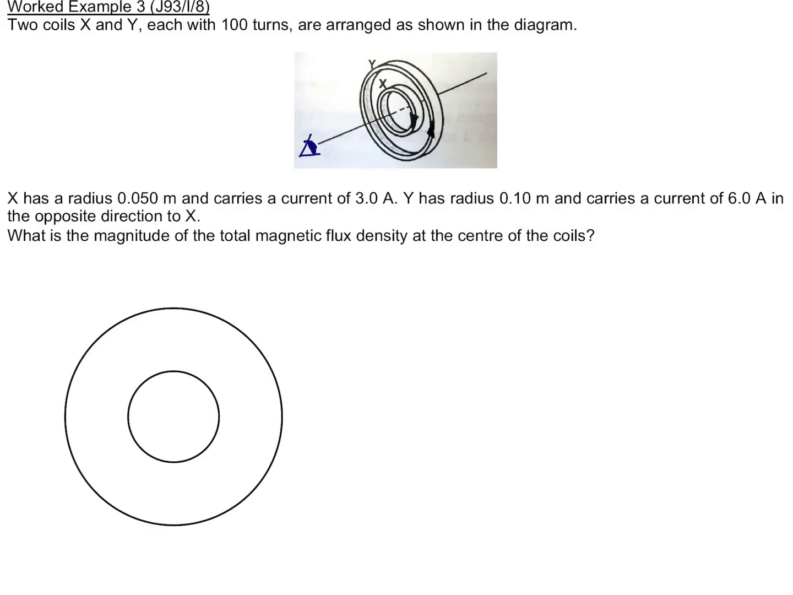Let us look at example 3. In example 3, you are given two coils of wires. One is X and one is Y. For simplicity, I've drawn it in this view so it's easier to do my question. And you are asked to find the magnitude of the total magnetic flux density at the center of the coil.